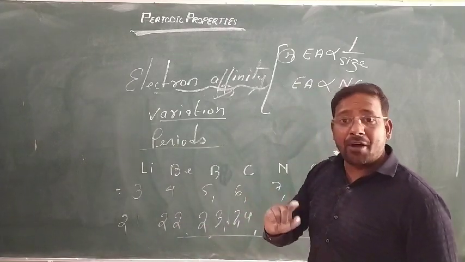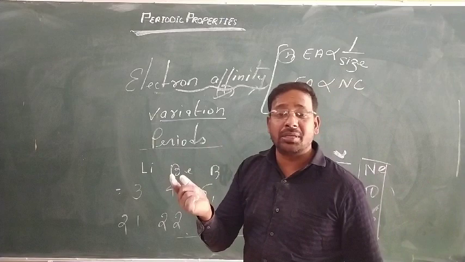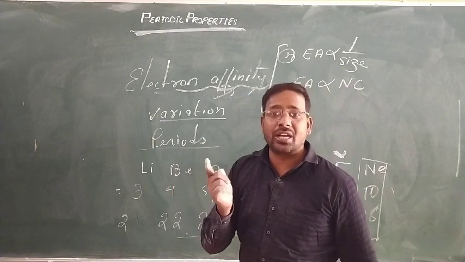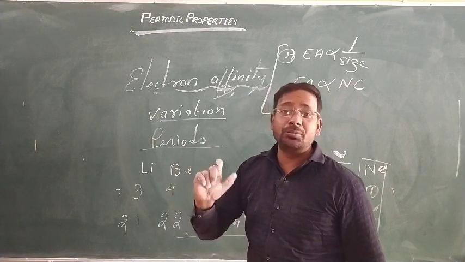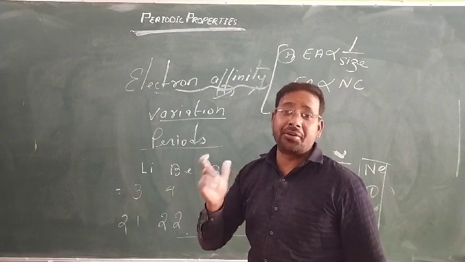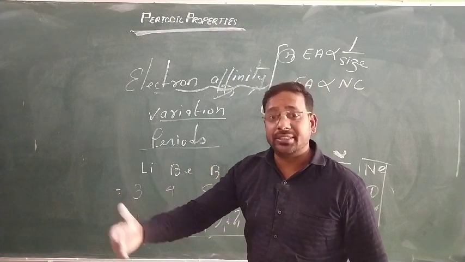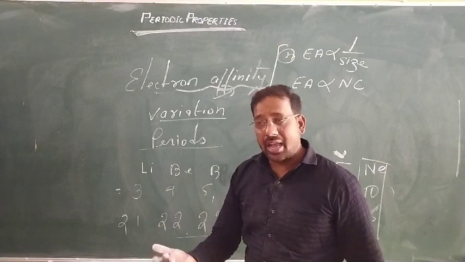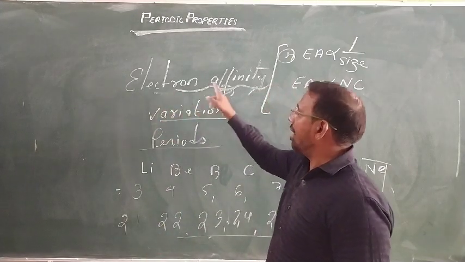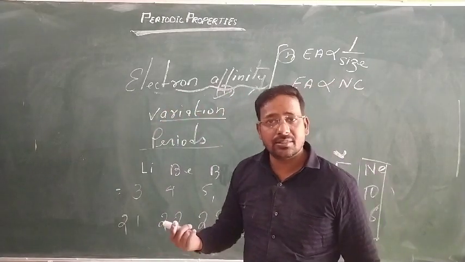Just learn that when we move in the period from left to right, size decreases because of the same number of shells, but the attracting power of the nucleus on the valence shell increases, means the power of nuclear charge increases, and because of nuclear charge they have a greater electron affinity, means love toward the electron, and the value of electron affinity increases.